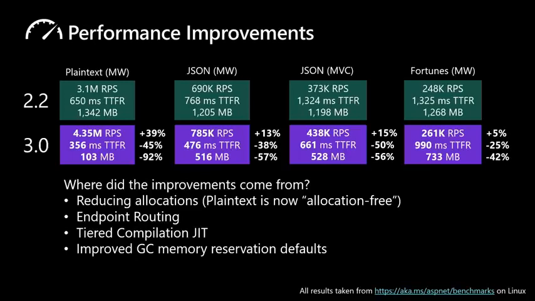Tiered compilation made the startup much faster. We have a new endpoint routing system in ASP.NET Core that's very performant, very efficient. And we also fixed a lot of the GC memory reservation defaults so that the working set is much more efficient as well. So that's pretty cool. And we're just getting started. We haven't even finished shipping yet. This is just going to get better.